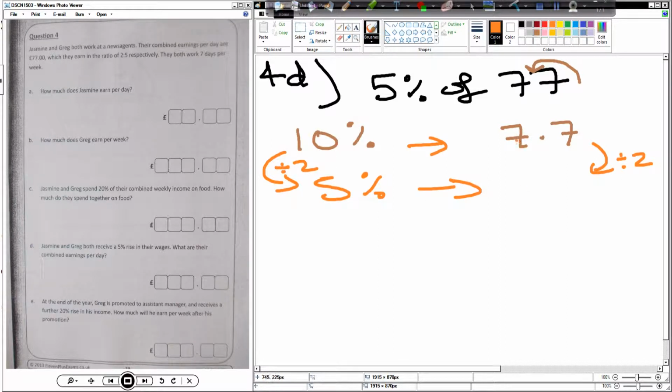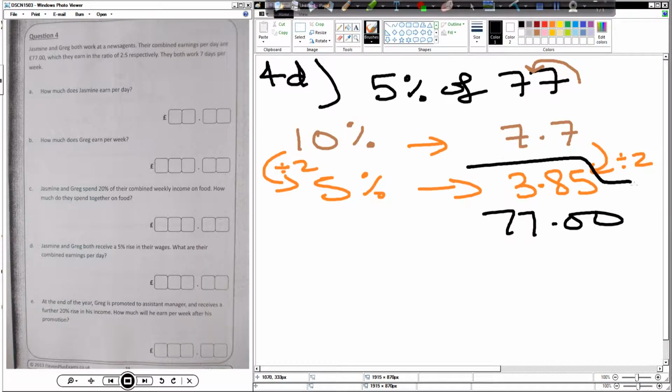So how many 2s in 7 is 3. Remainder 1. 2s in 17, we've got 8. Remainder 1, 10. So that gives you 3.85. Okay, that gives us 3.85. That gives you 5%. So we now need to do, back to our original calculation, £77, add our 5%.